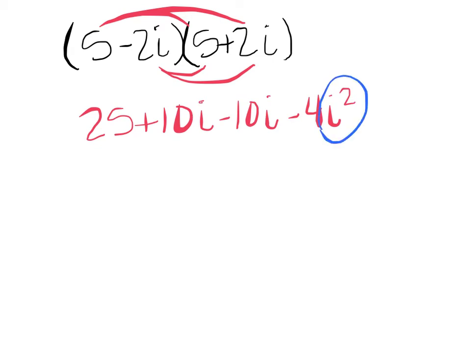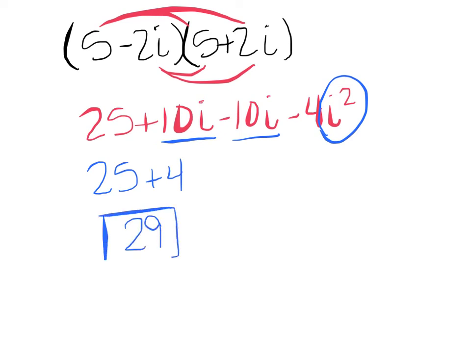Remember what our i squared is. That's really negative 1. So we have 25, and the 10i's minus 10i's go away. So we have 25 plus 4, because i squared is negative 1, and we have 29 as our final solution. So when we multiply complex conjugates, the imaginary parts go away, and we're left with just a real number.